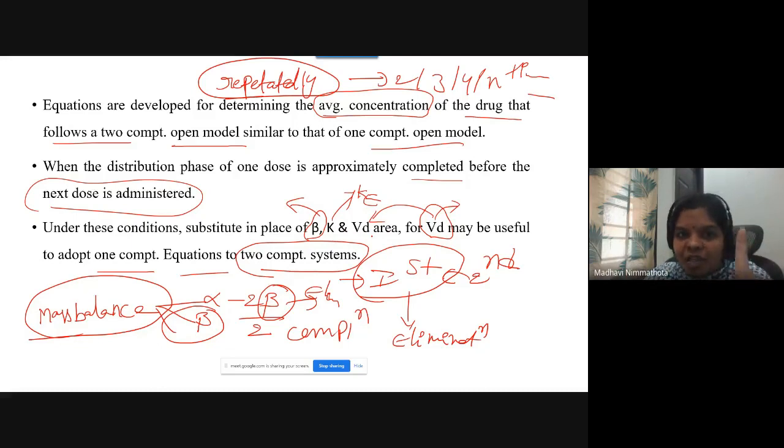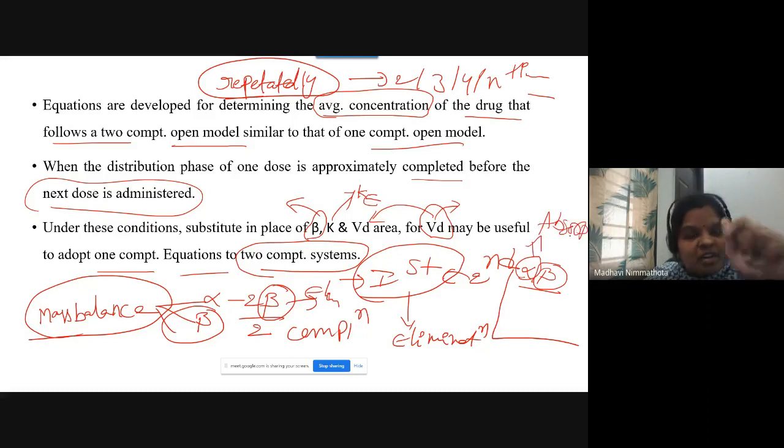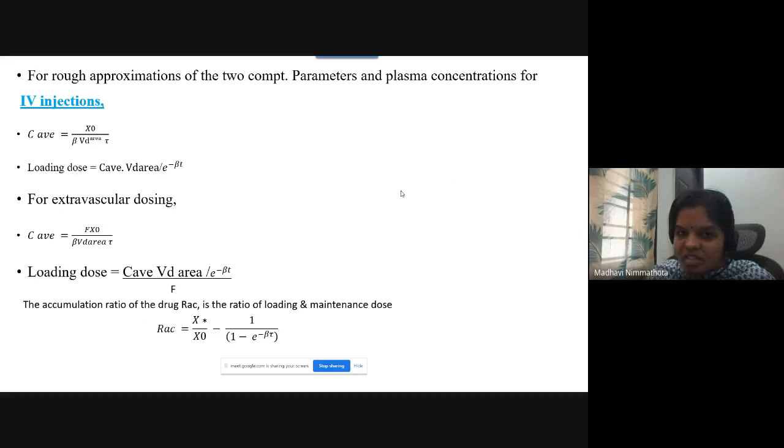So only one thing you have to remember here. Generally, two compartmental open model drugs will have two types of hybrid constants. One is alpha and one is beta. Alpha tells you about the absorption rate, and beta is denoting the elimination. So for that reason, instead of taking beta here, we can take Ke. Ke is nothing but our elimination rate constant.